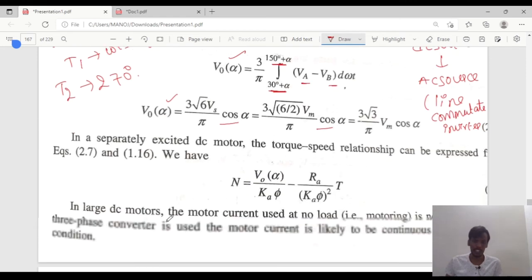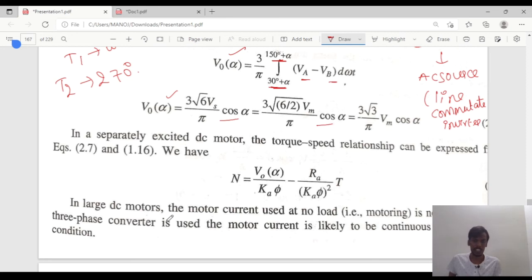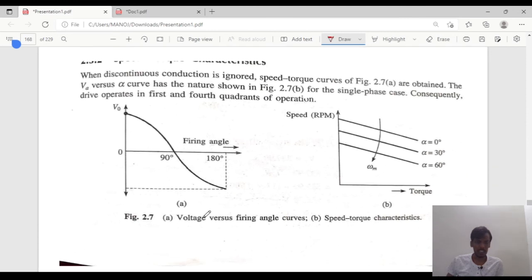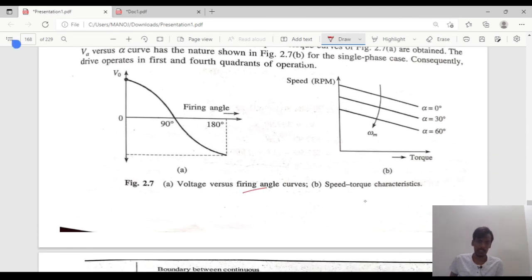If we substitute these voltage equations in the separately excited DC motor equation, as you know, the speed equation is V by Ka pi minus Ra by Ka pi whole square into T, in the place of Va we can substitute this output voltage. For large DC motors, the motor current at no load is not small, so the 3-phase converter is considered to operate with continuous current even at no load. And we will see the output voltage and firing angle curves and the speed torque characteristics.